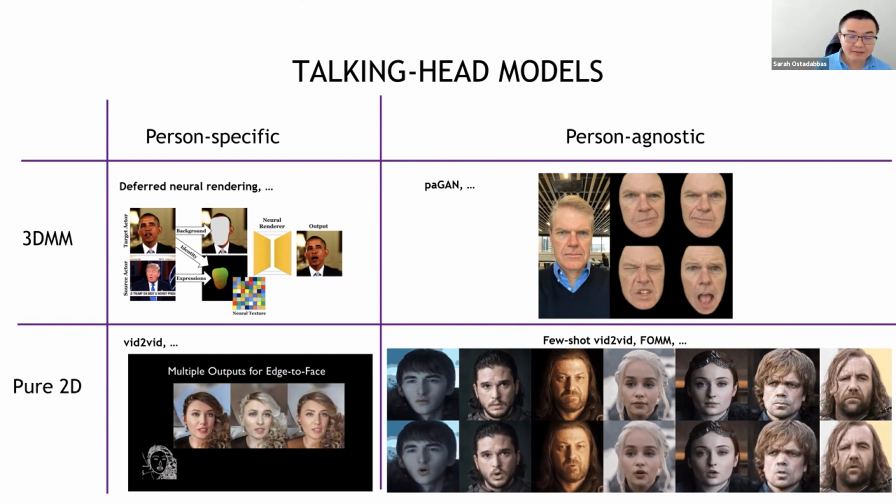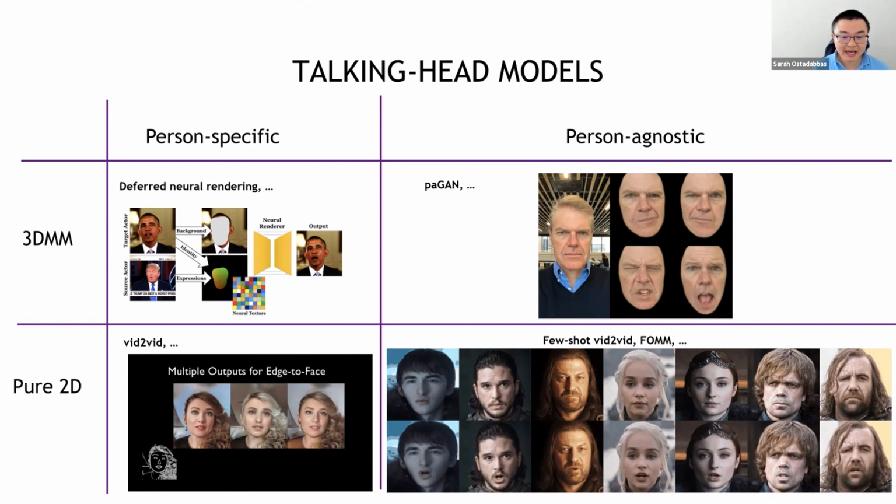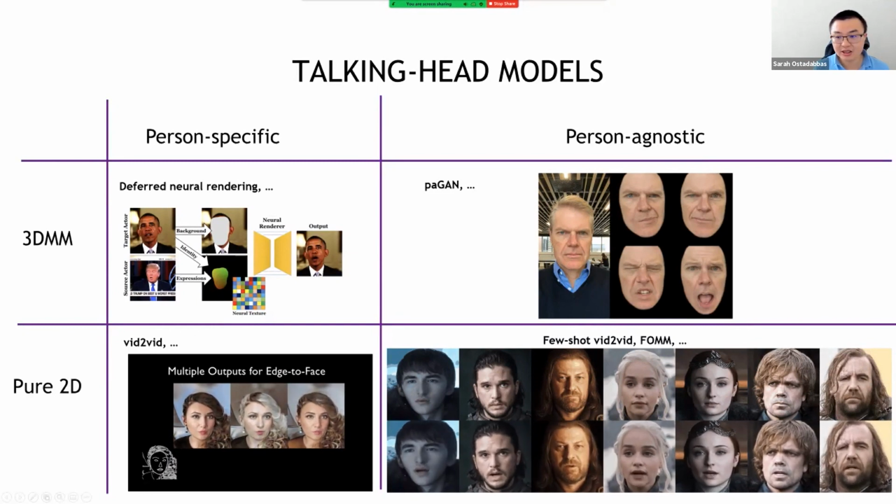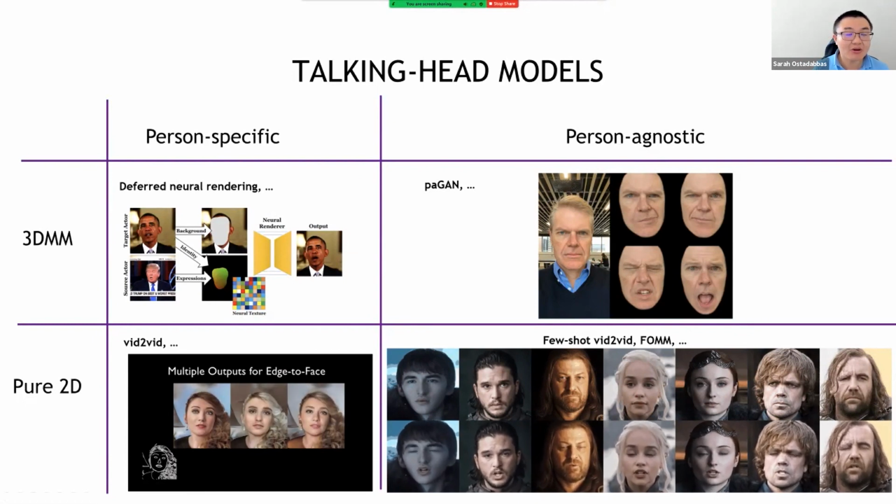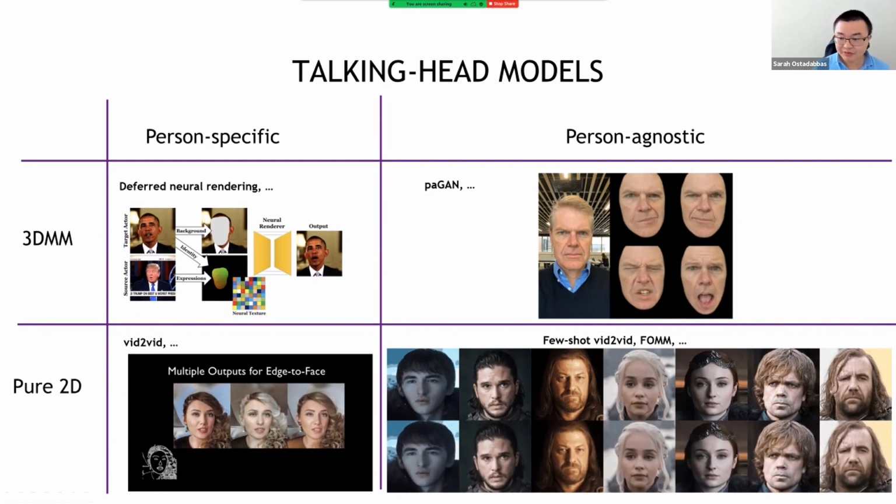And there are many talking head models, neural talking head models, and they can be roughly divided into four categories. So on the top, each column is based on person specific or person agnostic. Person specific means that the talking head model only works for that person. Maybe you only use that person's video, or you have the 3D model that is tuned for that person. And person agnostic means that it can be used for different people.